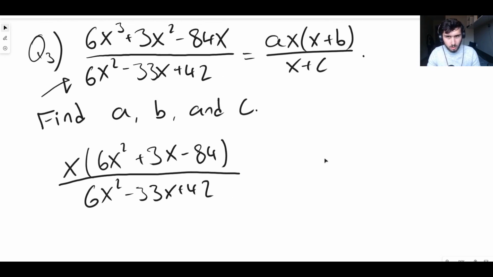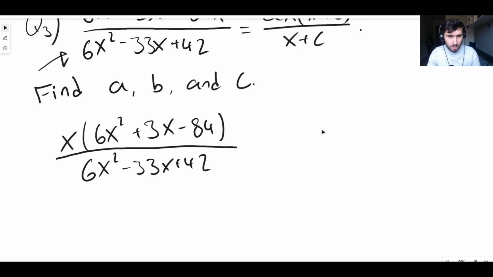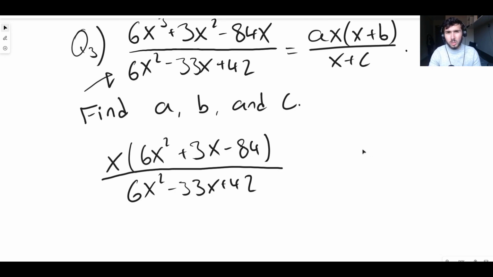We can't. But look at what's happening right now. We've got the x outside already. This x, and you can sort of see this x here as well, right at the top there. They're out there, so we know we're on the right track already.